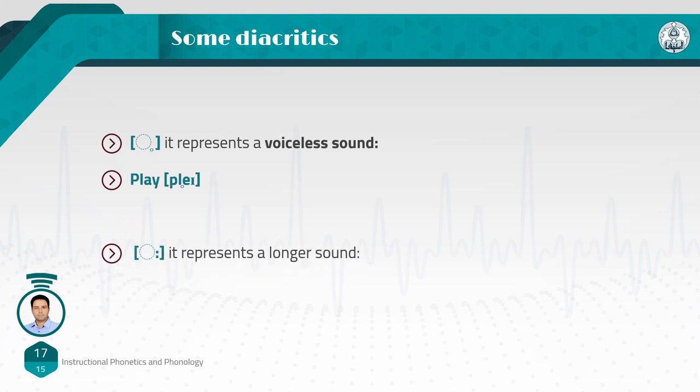Another diacritic is something like a colon. Whenever we want to show that the vowel is long, we use something like a colon. Like in heat, in front of the e sound, we use a colon. We would transcribe this difference in length by adding a length mark to it. They also call it a length mark, and this is a diacritic.